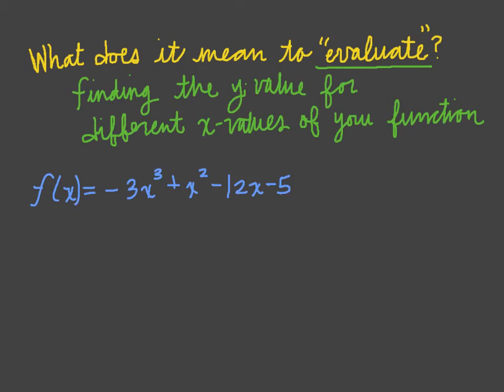So let's do another example where we're evaluating. If I have this function, f of x equals negative 3x cubed plus x squared minus 12x minus 5, and I want to evaluate it when x equals negative 2, I'm going to plug in negative 2 for all the x's. And let's take a moment to look at this function and think about what kind of polynomial this is. We see that we've got a negative leading coefficient and a 3 as our highest exponent. So this is a degree 3 polynomial, which we learned is a cubic function.